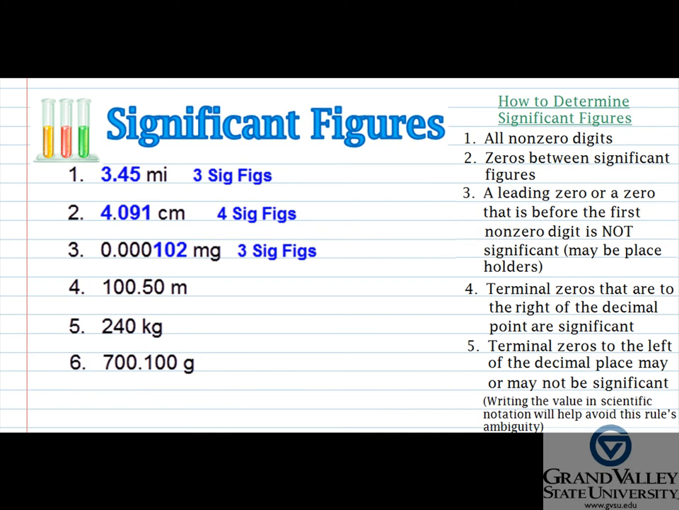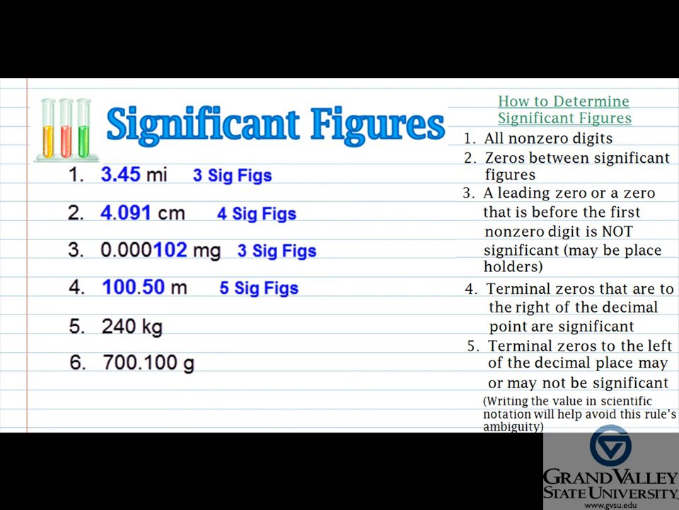For problem number 4, all non-zero digits and zeros between significant figures are significant. According to Rule 4, terminal zeros to the right of the decimal point are considered significant. Therefore, the total number of significant figures is 5.